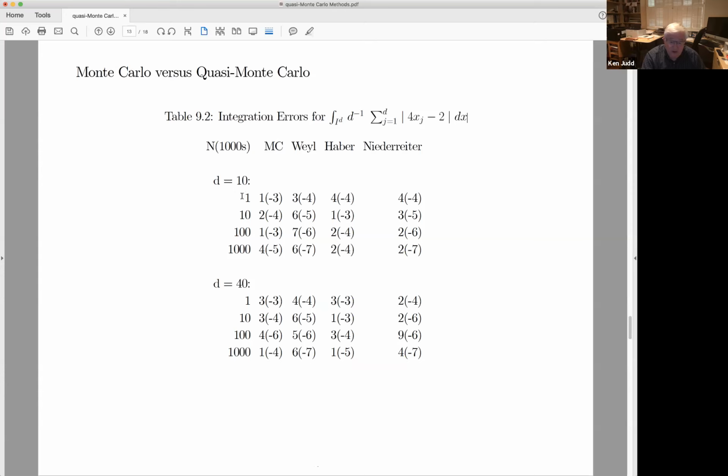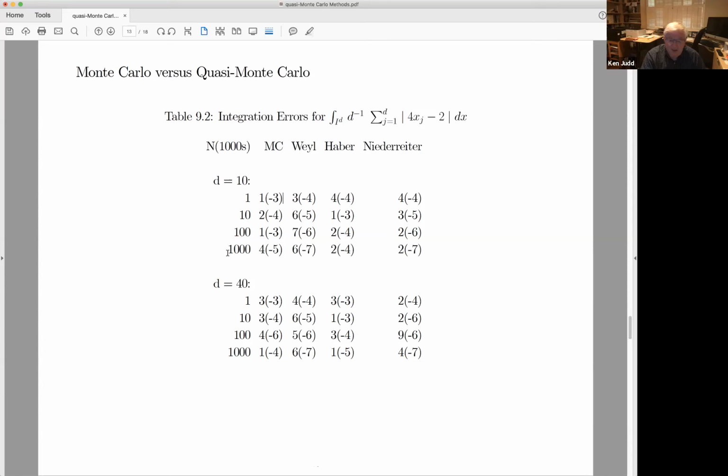Suppose you are in 10 dimensions and you have 1,000 points. For the integration, I took a Monte Carlo sequence, and the error was 10 to the minus 3, which looks like a decent job. That means 1 times 10 to the power of -3. So this is nice. Error is like 0.001. But when I did the Weil sequence, the error is like 0.0003. Haber is also good, the error is down in the 4th digit.